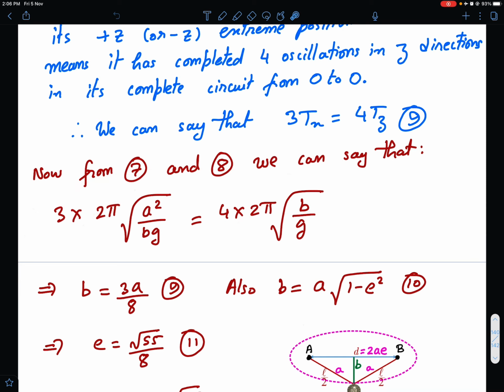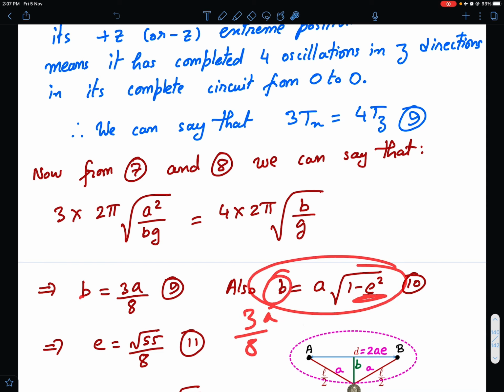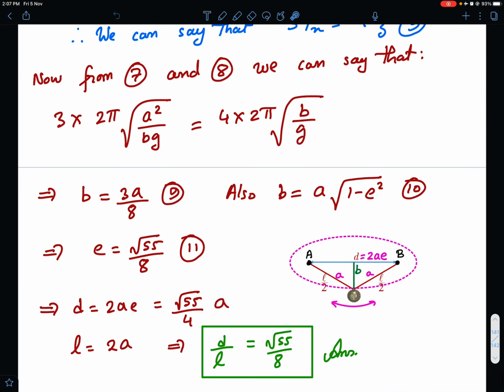If you just rearrange this equation, cancel off the 2 pi, cancel off the square, and rearrange, what do you get? You will get b is equal to 3a by 8. And we also know that in any ellipse b is equal to a into under root of 1 minus e square, where e is the eccentricity, and that will give us the value of e. If I put 3a by 8 over here, 3a by 8 is a into root of 1 minus e square. We can solve this for e, and e comes out to be root 55 by 8.